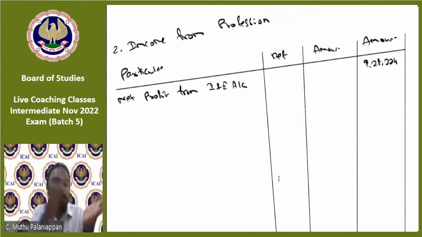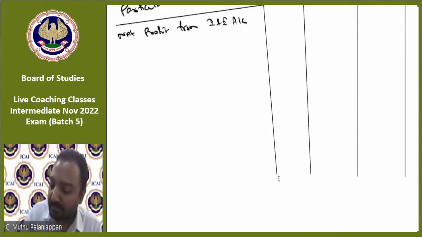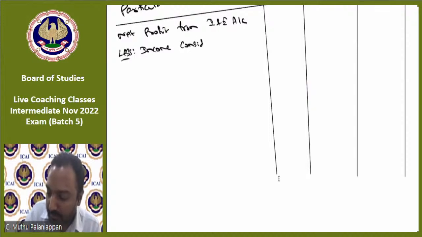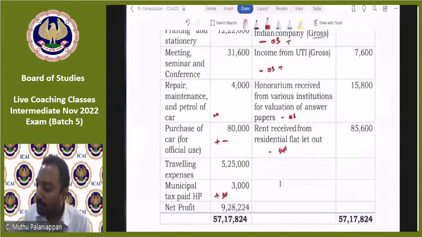So in this 928,224, I said there are 4 things to be done. 2 and 2. 2 income, 2 expense, 2 allowance, 2 disallowance, 2 additions, 2 reductions. So we'll first start with incomes that need to be considered separately, and then we will come to the expense part. So first I'll start with less: income considered separately. Okay, that's the first thing. So what are the incomes you have?